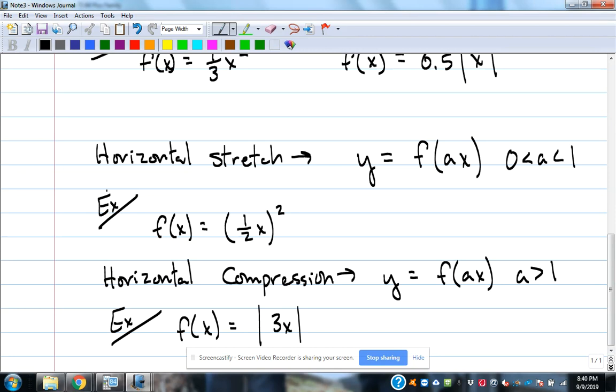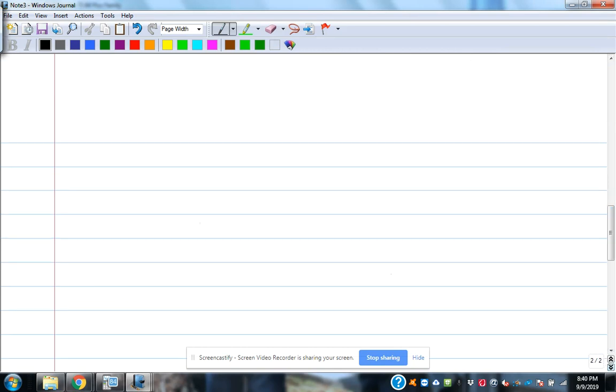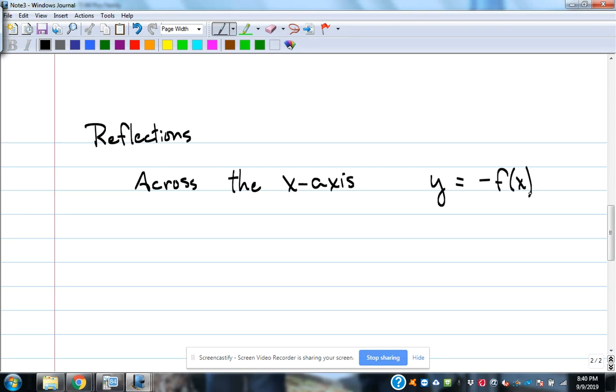So horizontal and vertical. Let's talk about reflections. I'm doing the harder parts first, and we'll get to the easier parts after this. Okay. All right. Reflections across the x-axis: put a negative on the outside. Across the y-axis: put a negative on the inside.